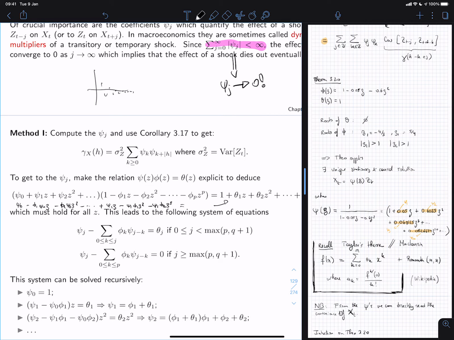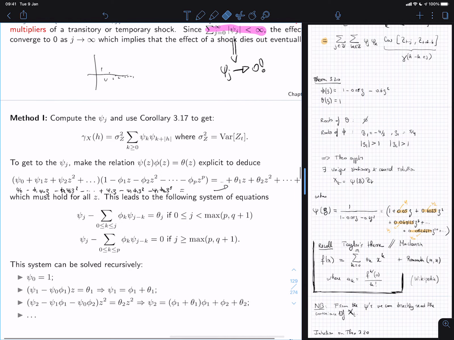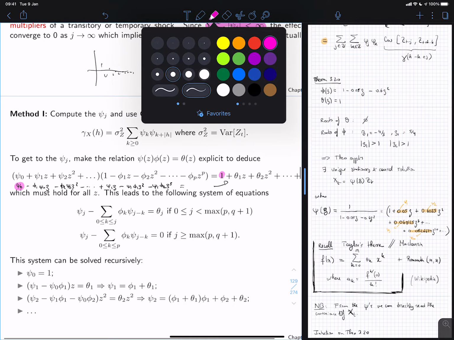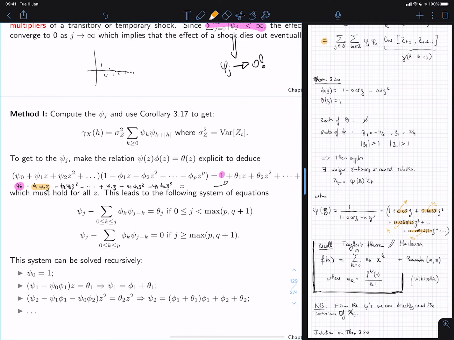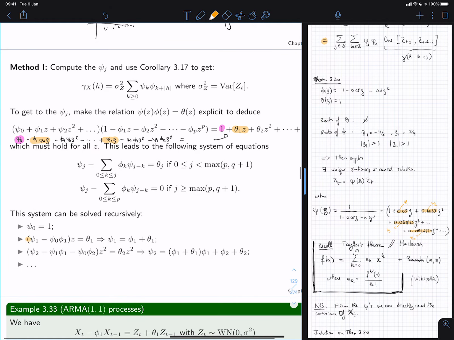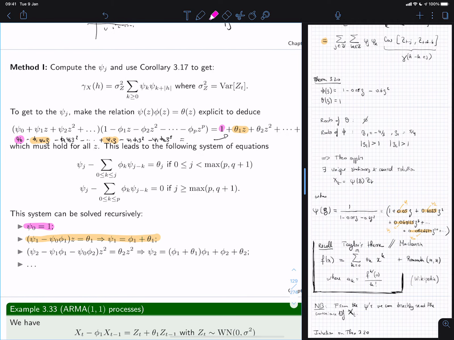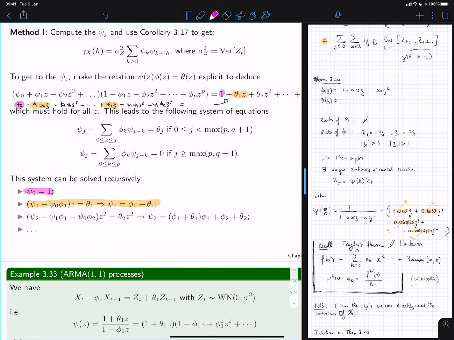So what's our independent term? Well, we have a 1 here, and we only have one independent term here, which is psi 0. This means that psi 0 has to be equal to 1. Secondly, the terms in z, well, we have this one and we have this one, which has to be equal to this one. This gives us the equation which is here, which allows us to determine psi 1 from phi 0, phi 1, and theta 1. So we get psi 1, which is here.